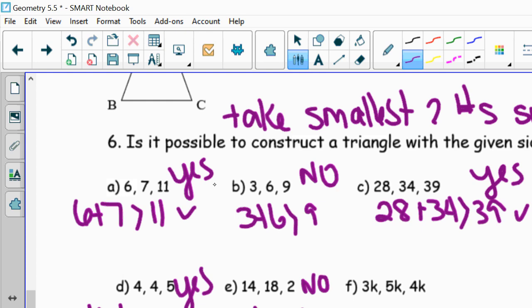3K, 5K, and 4K. Again, this is like our extended ratio problems, okay? As long as it's the same number that I'm plugging in for K each time. 3K plus 4K, would that be bigger than 5K? 3 plus 4 bigger than 5? Absolutely.